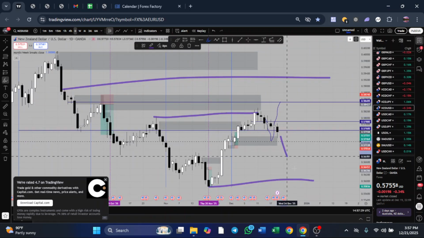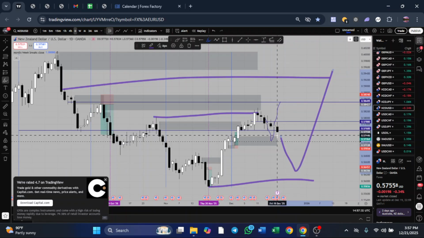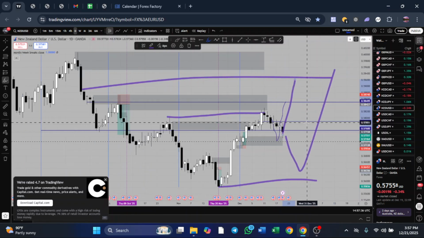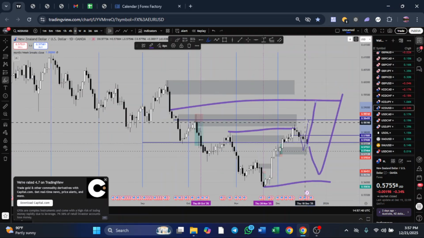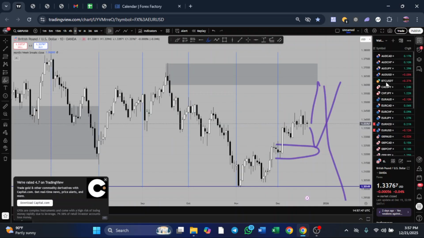I don't expect price to come to this demand to continue higher, so I expect price to start moving from this point to create an internal range, right? So this is what I'll be looking out for. So this is my highest probability for the dollar weakness, and then we have the EU.